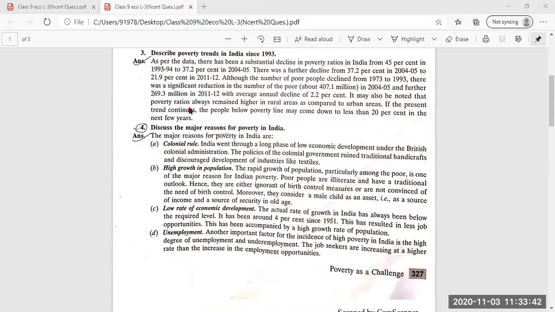Okay, then now coming to the third question, describe poverty trends in India since 1973. This is the third question of your textbook.